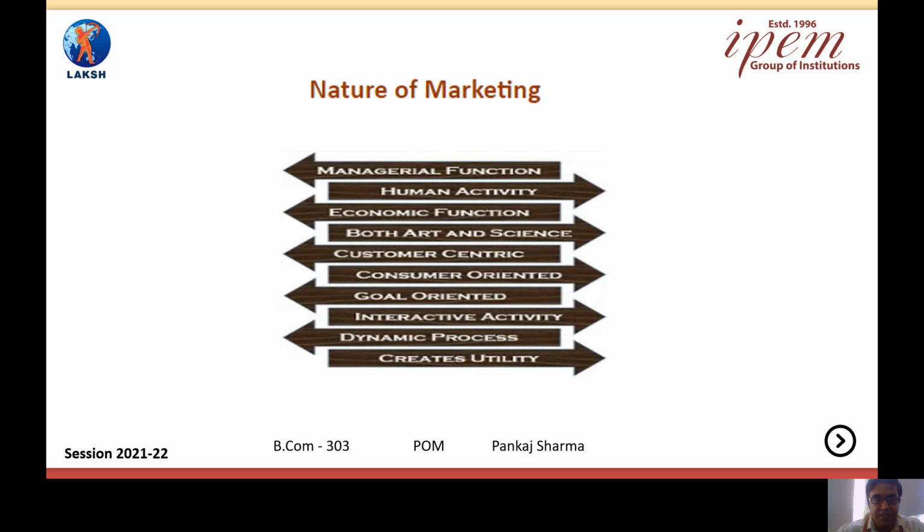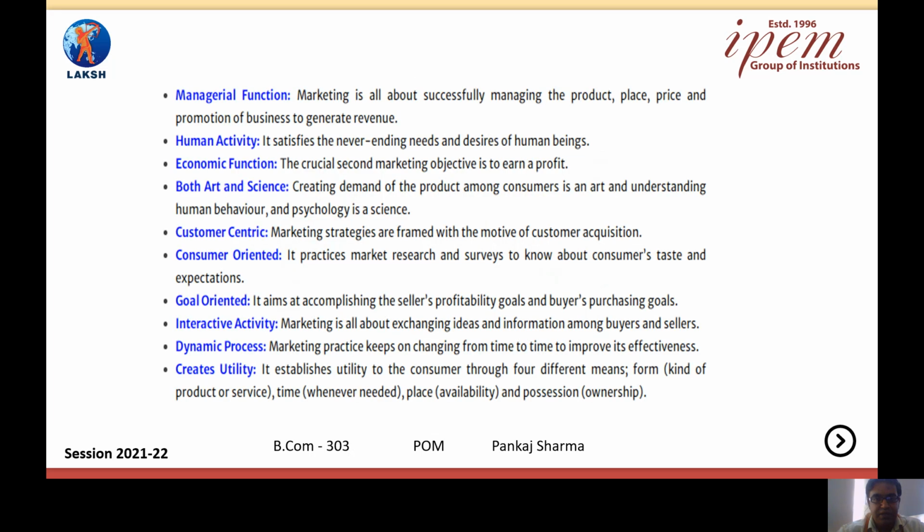As far as the nature of marketing is concerned, it has a number of functions. For example, managerial function, human activity, economic function, art and science, customer centric, consumer oriented, goal oriented, interactive activity, dynamic process, and it helps create utility. If we describe them one by one, for example, managerial function is all about successfully managing product, place, price, and promotion of a business to generate revenues.